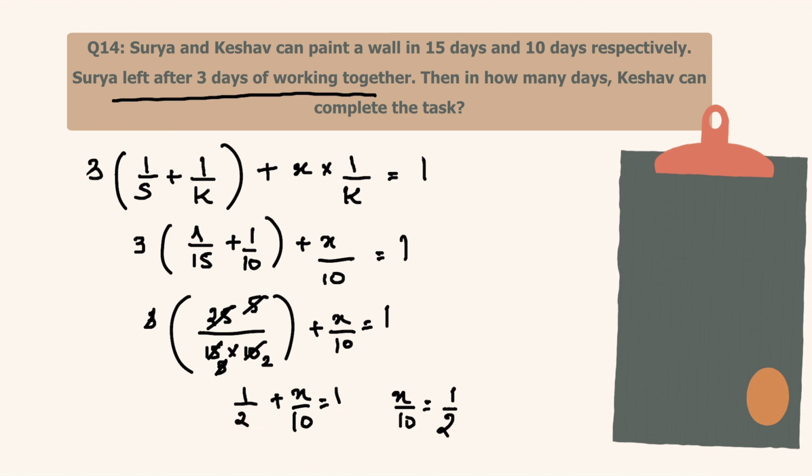Please solve it on your own. Don't bother what I am doing. So x you will get as 5, right? Is that the answer? Is 5 the answer? I think 5 is the answer. If there is any mistake, please let me know. Moving on.